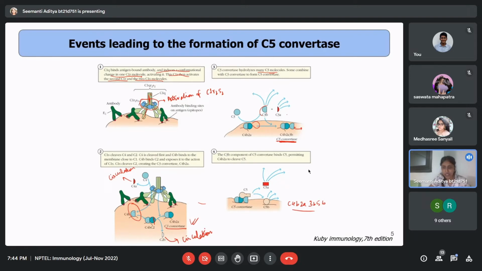So this is what your complex will go on forming, and it will ultimately result in the formation of a MAC complex. So these are the events that lead to the formation of C5 convertase. Once C5 convertase is formed, it is self-sufficient enough to call all other proteins and form this MAC complex and carry on with the lysis.